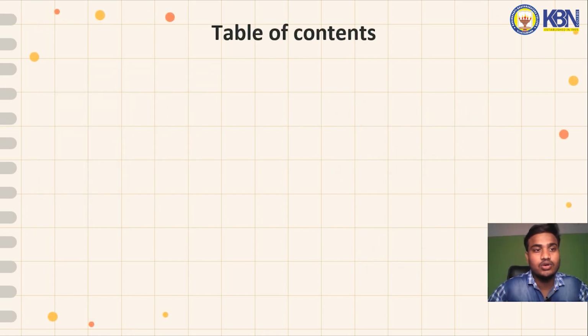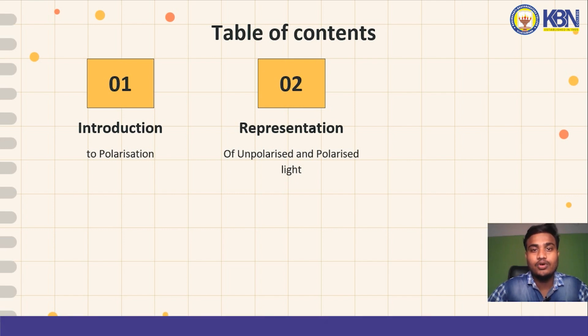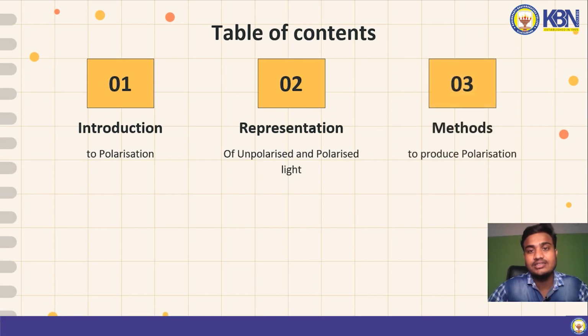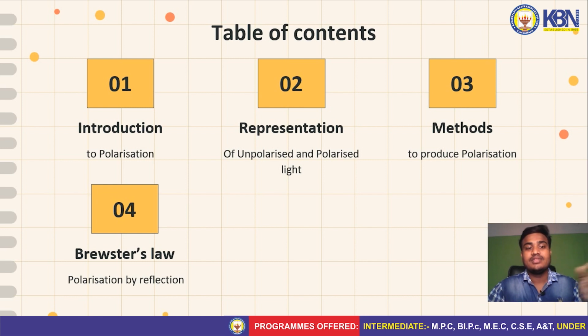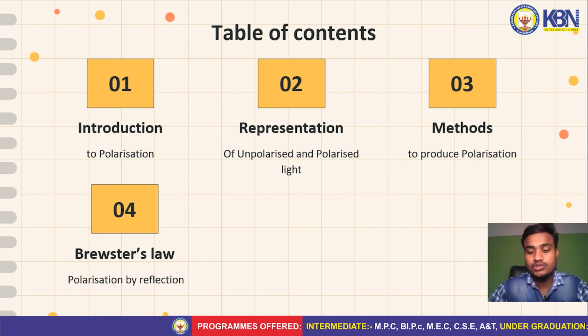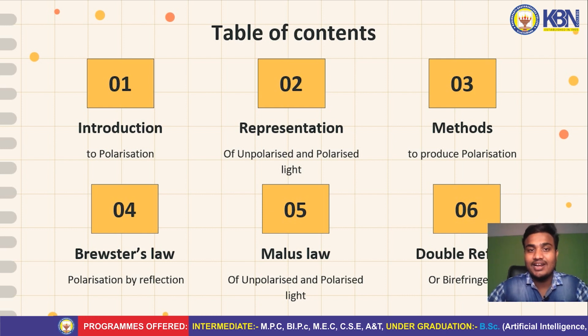In this session, we are going to see the introduction of polarization, and next, how we can represent polarized and unpolarized light, and the third content is about the methods to produce polarization. What are the methods in order to produce the polarized light, or we can say plane polarized light, and in the next section we have to see about Brewster's Law, Malus's law, what is double refraction.